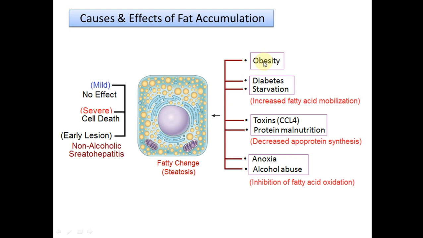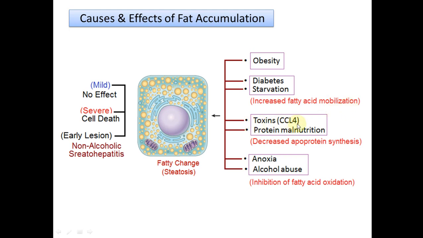We know that in obesity and diabetes there is insulin resistance. The cellular receptors for insulin become defective, and as a result there will be accelerated lipolysis and lipid breakdown, and this will lead to increased fatty acid synthesis, increased entry of fatty acids into the liver, and decreased removal of the fats. The same situation may happen in starvation, where there is increased fatty acid mobilization.